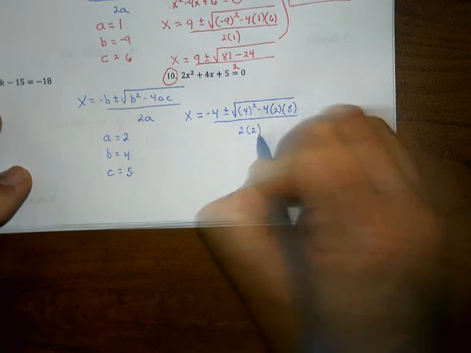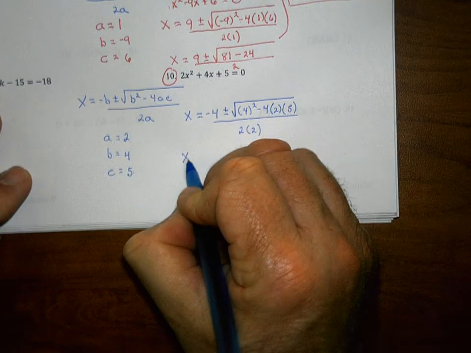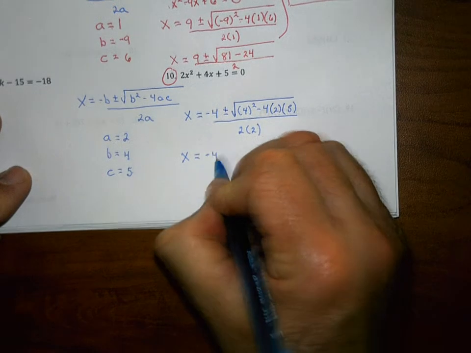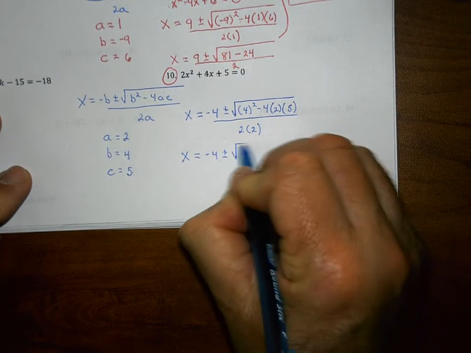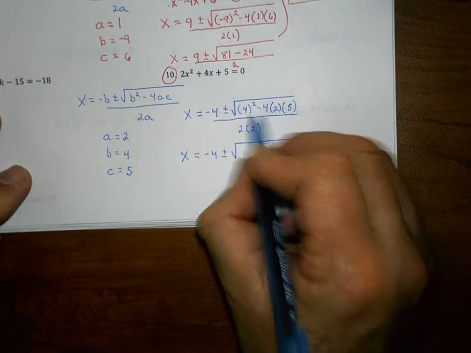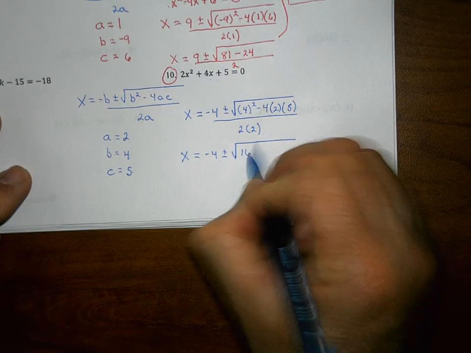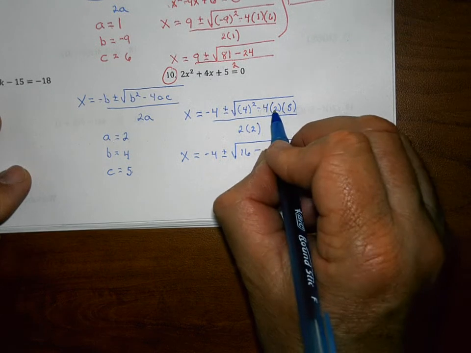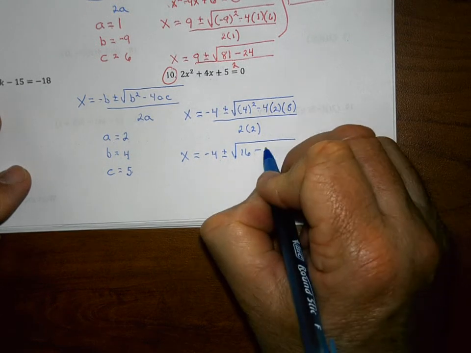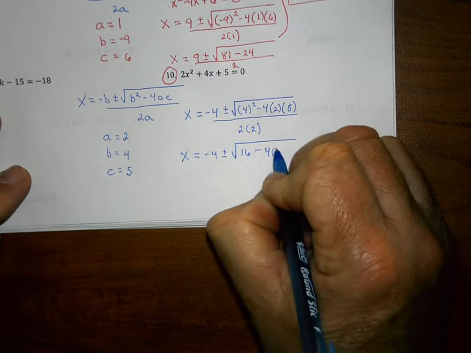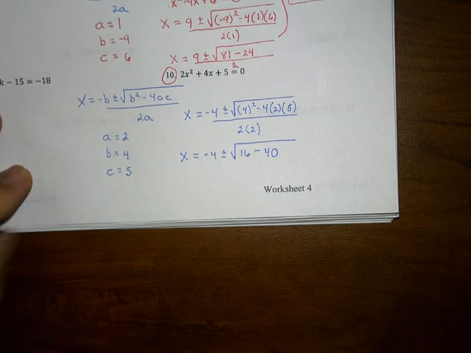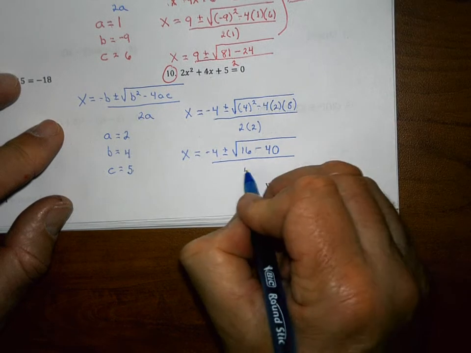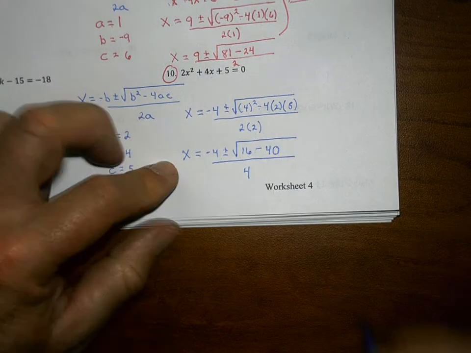Now I continue to solve this formula. I'm going to get negative 4 plus or minus, and remember when you solve the formula you always work out the inside of the square root first. 4 squared is 16. I put a minus sign, and then I multiply these three numbers together. 4 times 2 is 8, 8 times 5 is 40. So I'm going to get minus 16 minus 40. And then I'm going to put that all over 4. My denominator is going to be 4.